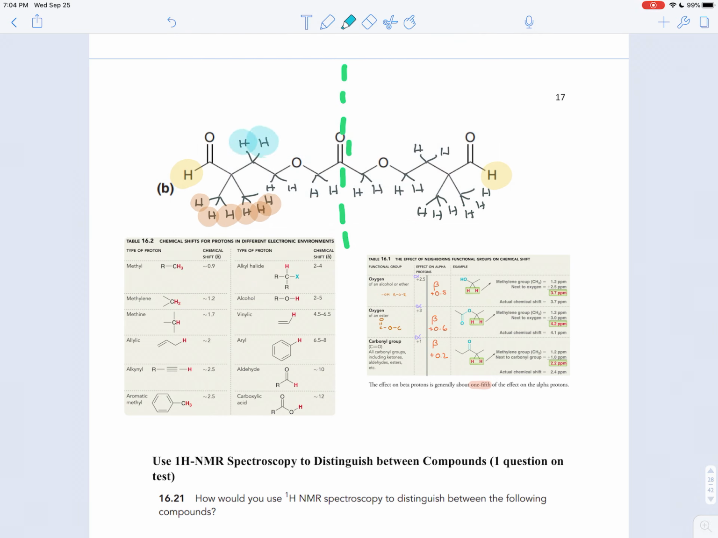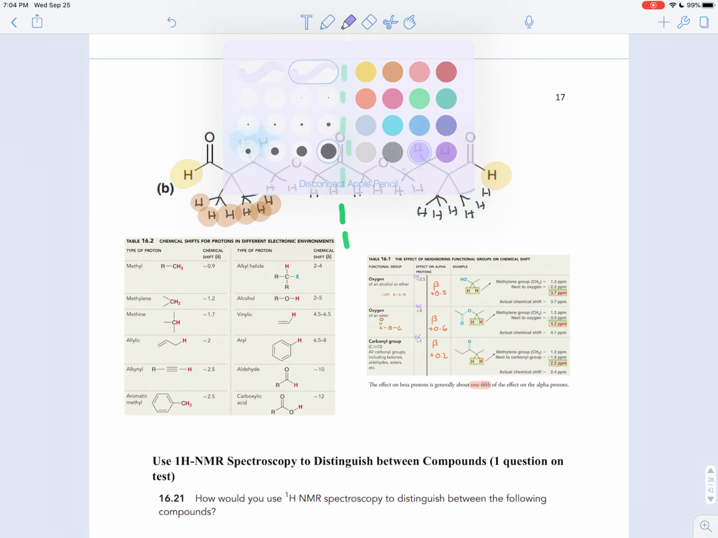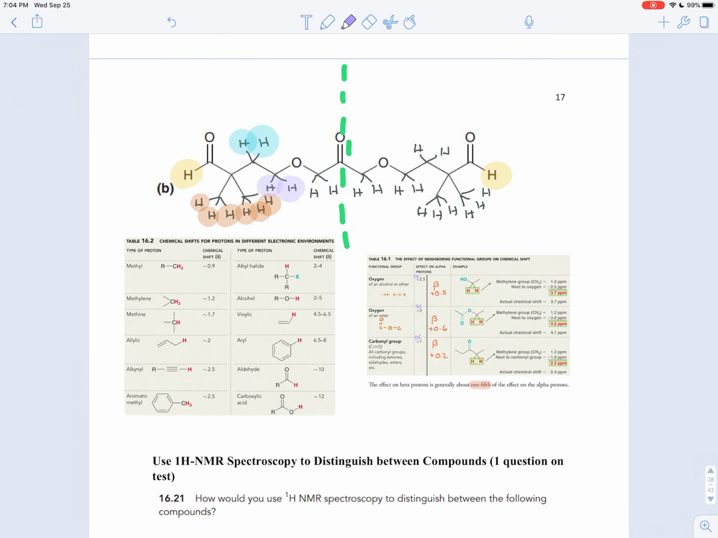Next, we have these two hydrogens here. They're a unique distance away from the aldehyde and also from the ether. So that's a unique environment. And then we've got these next two hydrogens.